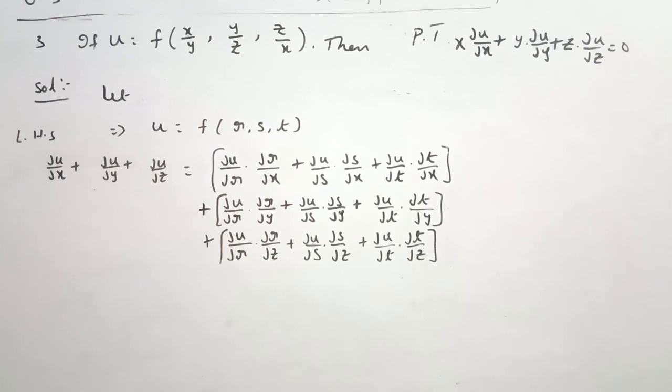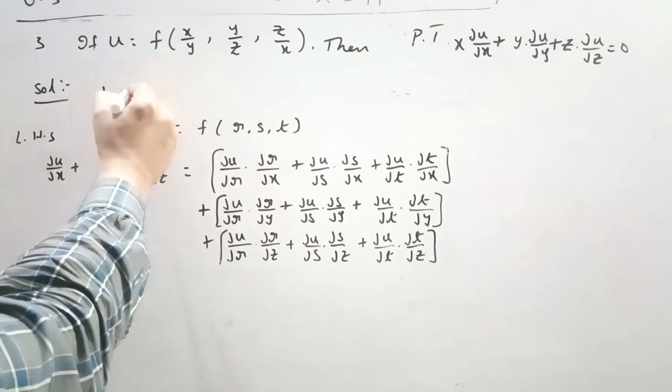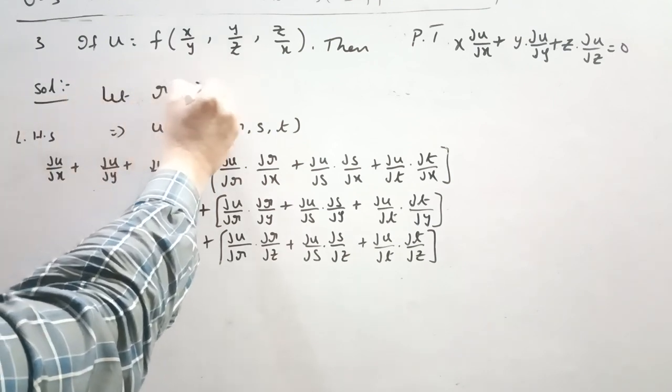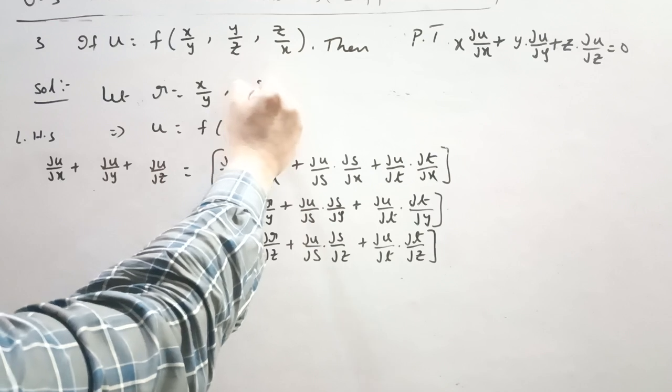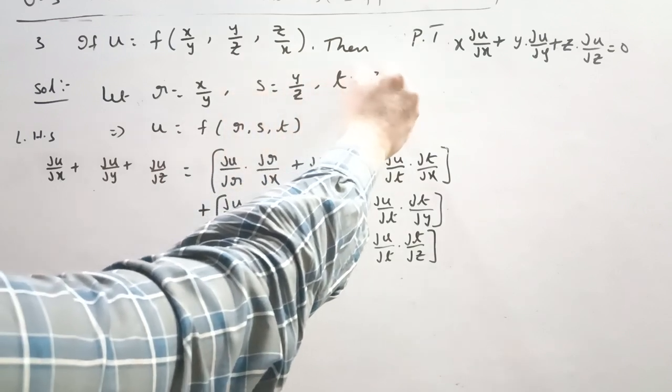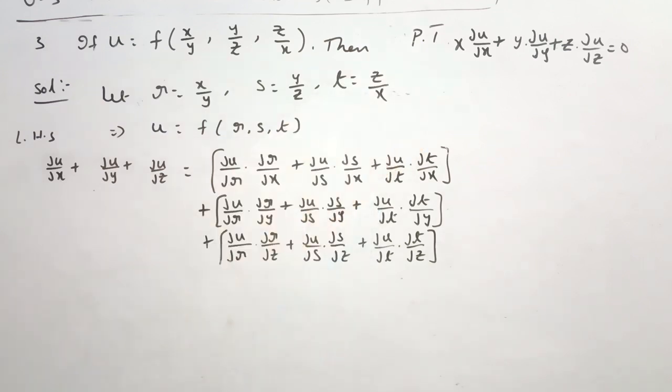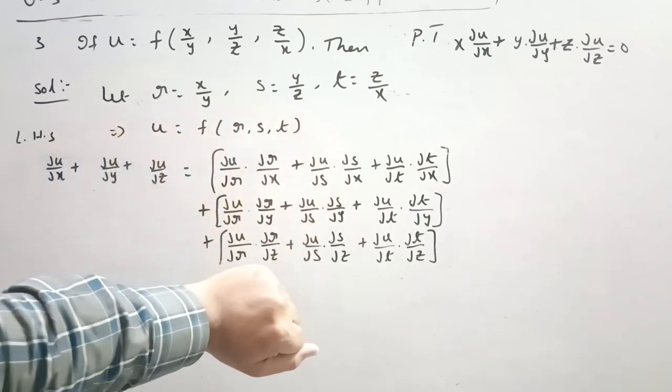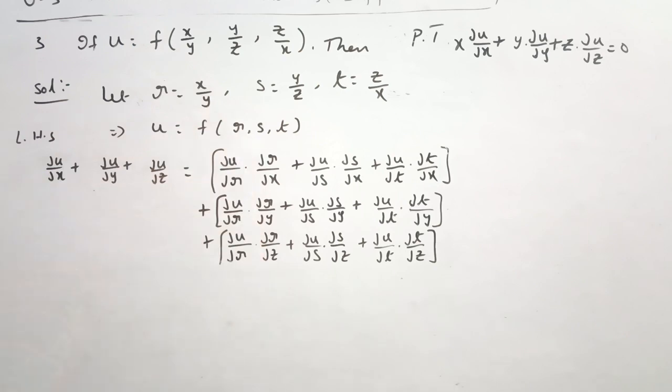See here, what we have to do first: let r is equal to x by y, s is equal to y by z, and t is equal to z by x. Correct? Therefore u becomes f of r, s, t, like the previous problem. This one will also be the same.